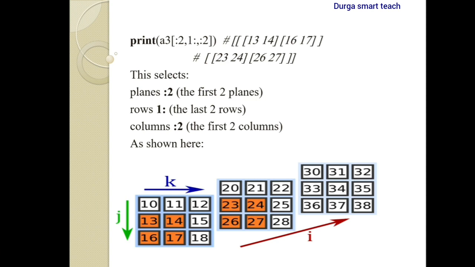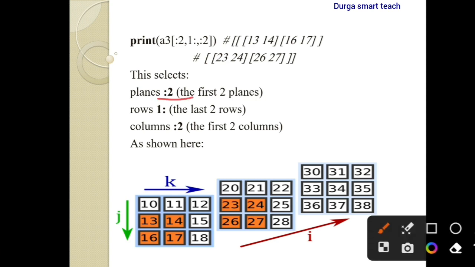So planes is 2. You want to access only 2 planes, so stopping is 2. Next rows, the last 2 rows, so I'm giving starting as 1. And next columns. You want to access 2 columns, so stopping is 2. Like this you can access the elements.